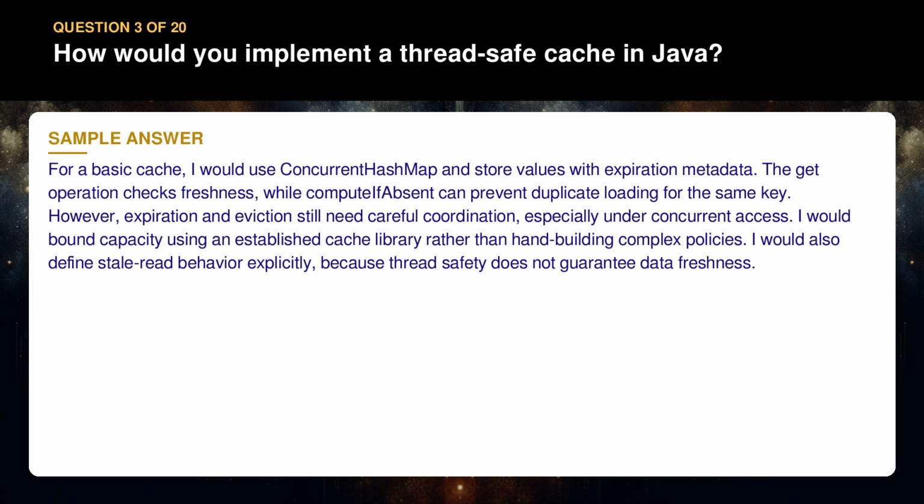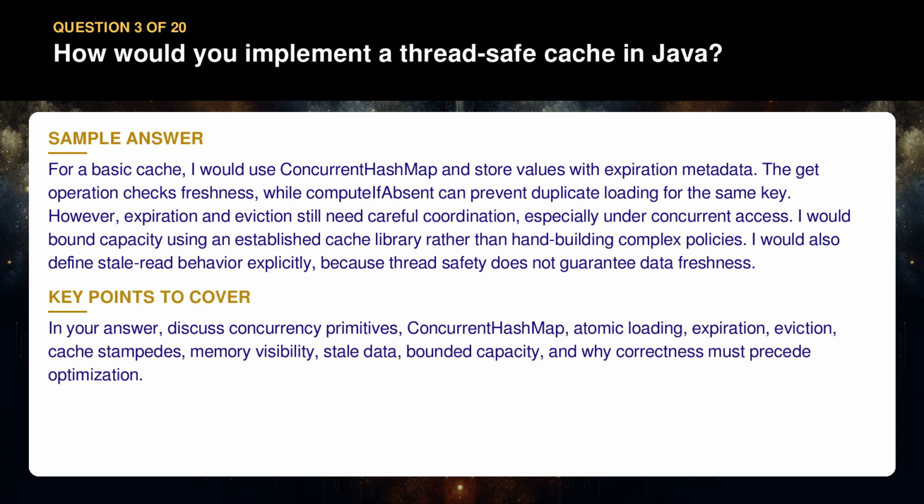However, expiration and eviction still need careful coordination, especially under concurrent access. I would bound capacity using an established cache library rather than hand-building complex policies. I would also define stale read behavior explicitly, because thread safety does not guarantee data freshness.